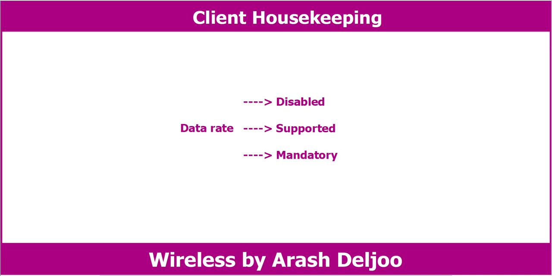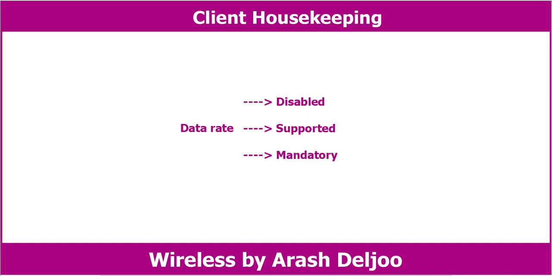An AP is configured with a set of data rates that it can use. Each data rate can be set to one of the following states: disabled, supported, and mandatory. When we configure a data rate in disabled state, it means the AP will not use the data rate for any client communication. When we configure the data rate as supported, it means the AP can use the data rate if a client also supports its use, but the client is not required to support it.